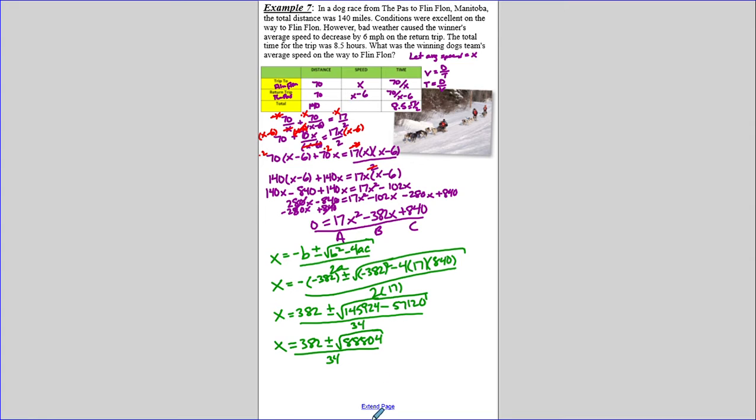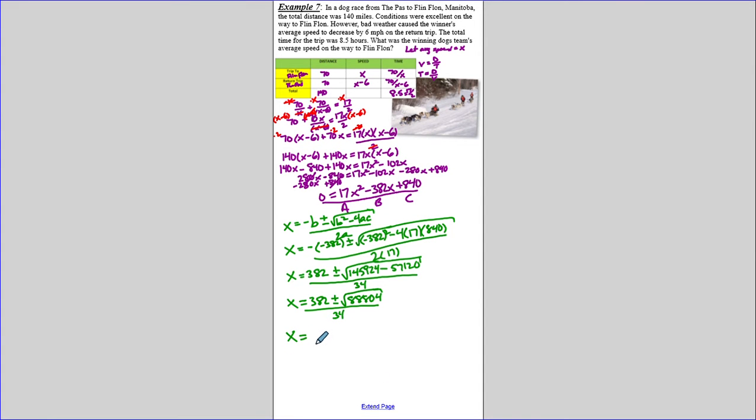We're starting to work our way down now out of this thing. X is equal to 382 plus or minus, and if I take the square root of this, this is where I get that sigh of relief that it works out okay. Perfect square of 298 all over 34. So now if I take a look at the positive root from this, x is equal to 680 over 34. And if I take 680 and divide it by 34, I get a nice answer of 20.